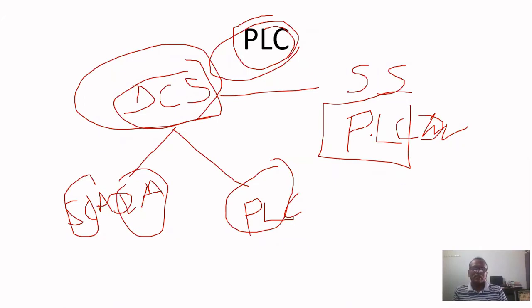Like that, if you want to start a process, you cannot give directly 50% valve opening. You have to open gradually and without any overshoot. If you want to bring it to 50%, it means it is a sequence of operations.